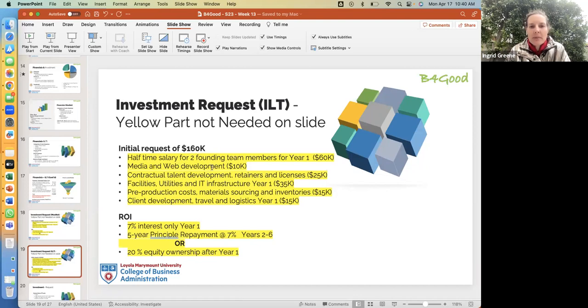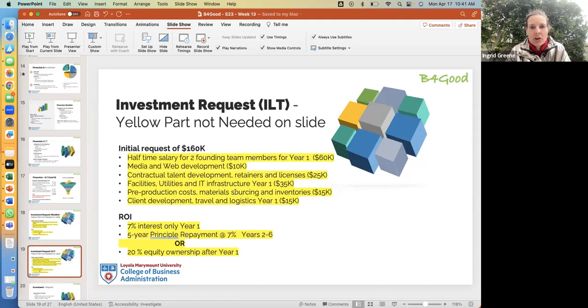You're going to pay for media and web development at $10,000. The contractual talent development, retainers, and licenses. So you're going to want to make sure that you hire the correct trainers, etc., and make sure that they have the correct licenses for your software, and maybe you're licensing software from someplace else. That's $25,000. Facilities, utilities, and IT infrastructure for year one. So you're going to make sure that there's internet set up where you're going. And so you might invest $35,000 in mobile hotspots or something like this.